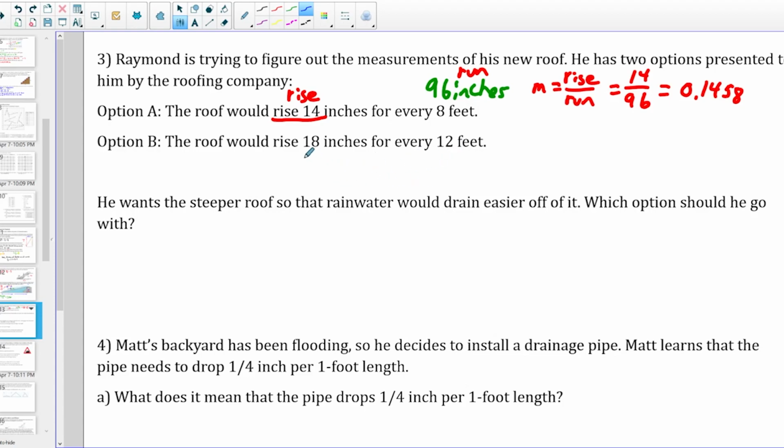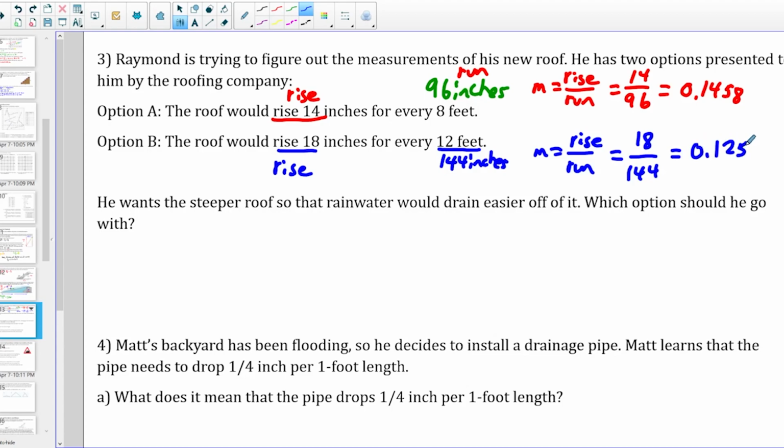We're going to do the same thing here for the second option. The first thing that we're going to do is figure out that rise is 18, and 12 feet is the same thing as 144 inches. So we can say that m is equal to rise over run, and that's going to be the same thing as 18 over 144. Once we punch that into a calculator, we end up with 0.125.